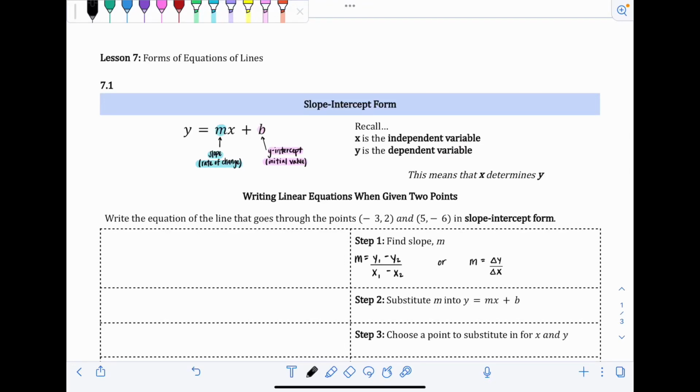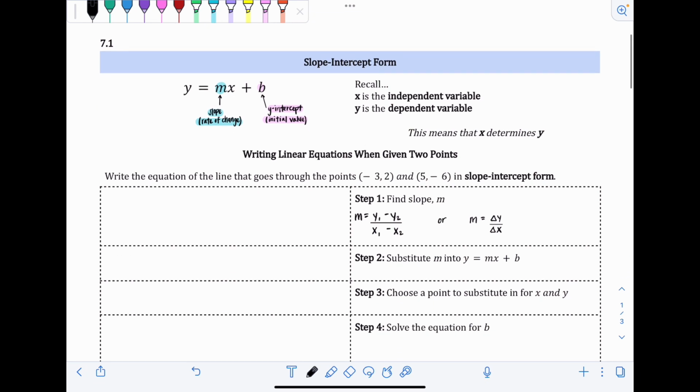Lesson 7 is called Forms of Equations of Lines, and we're going to look at 3 different forms: slope-intercept form, point-slope form, and standard form. And we're also going to look at vertical and horizontal lines. So 7.1 is slope-intercept form.